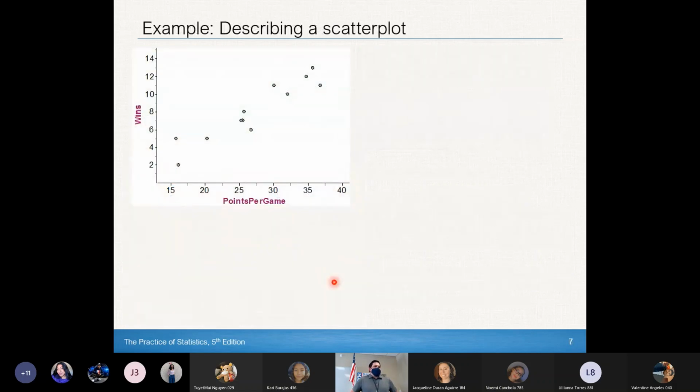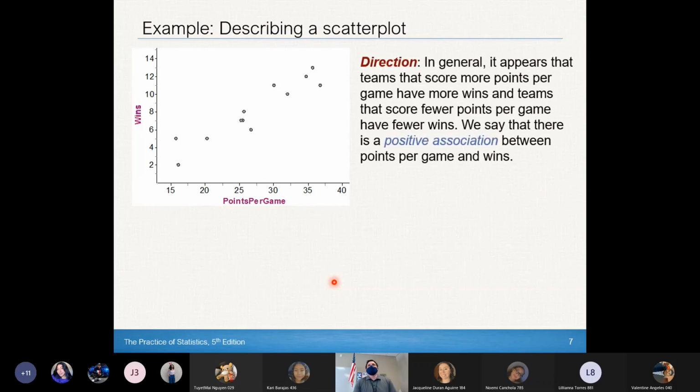Here's another scatter plot comparing points per game versus wins. This is from a set of data comparing points per game and wins for football teams in the SEC, which is an NCAA division. The direction: in general, it appears that teams that score more points per game have more wins, and teams that score fewer points per game have fewer wins. We say that there is a positive association between points per game and wins, because as points per game increase, wins increase.